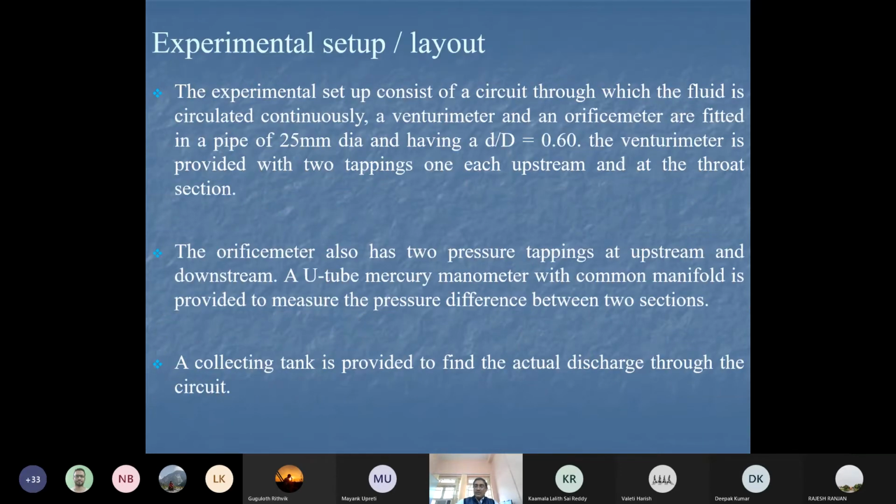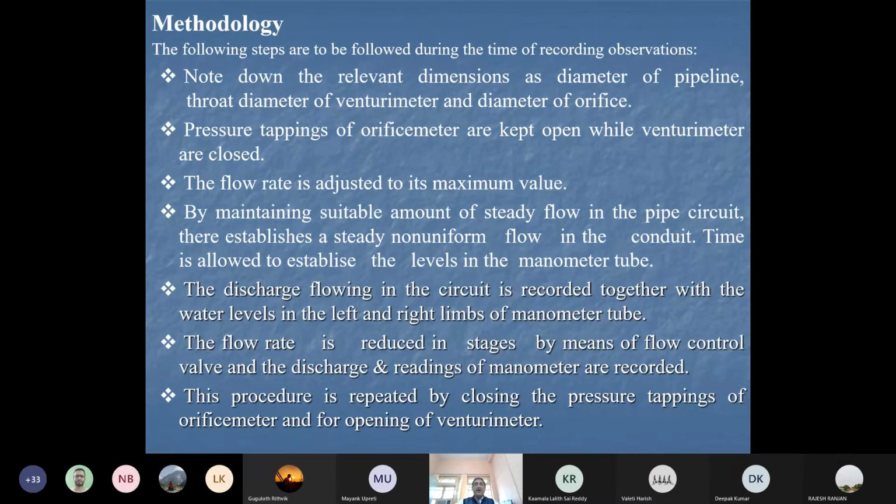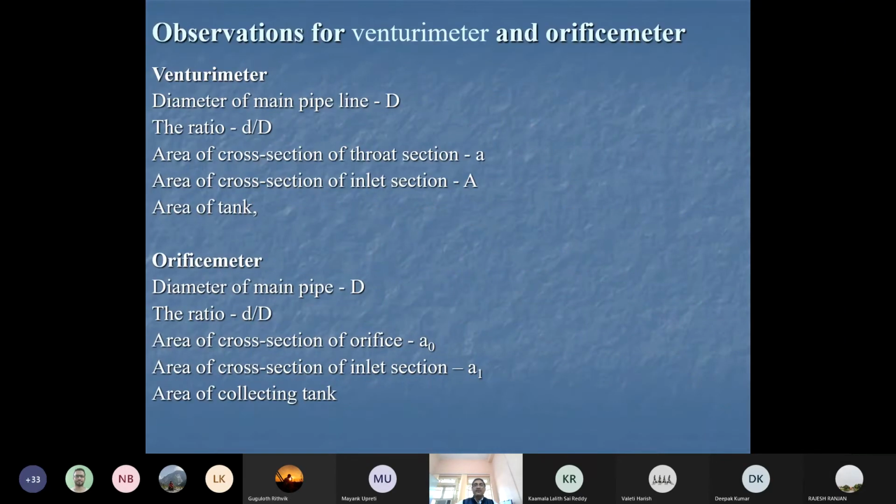So you just see the experiment setup in the video I am going to give you. You have gone through the methodology of working, or you can understand a little bit what is shown in the video. Then I will give you these observations.